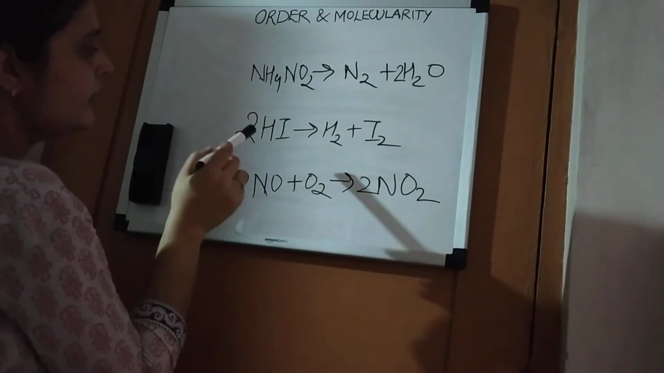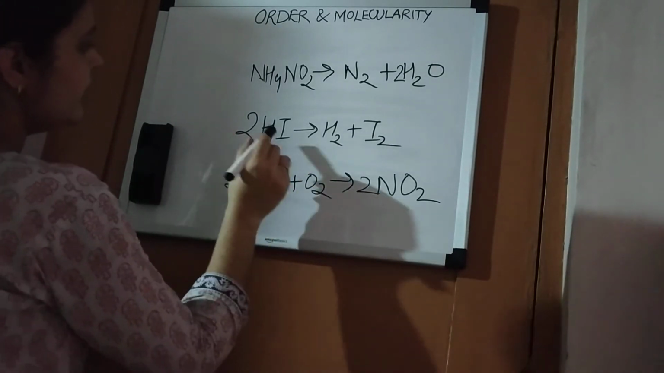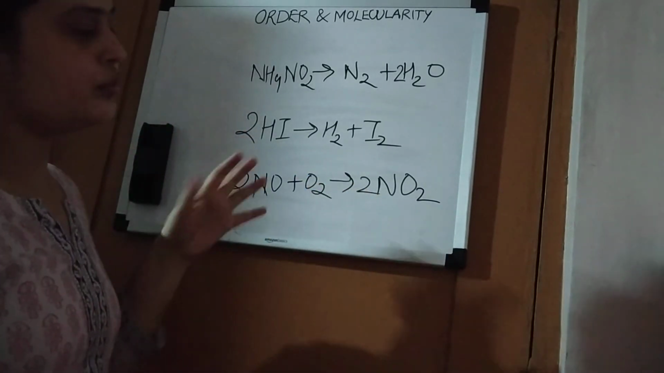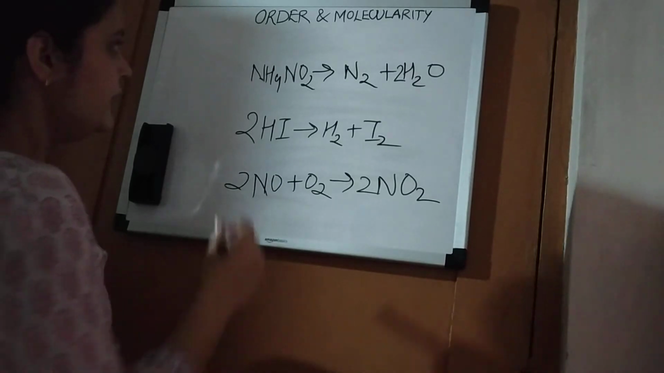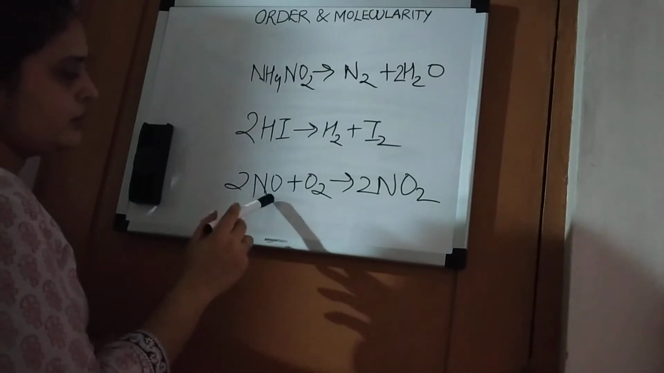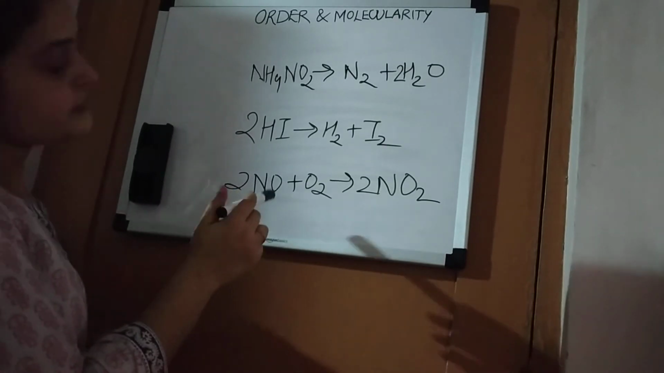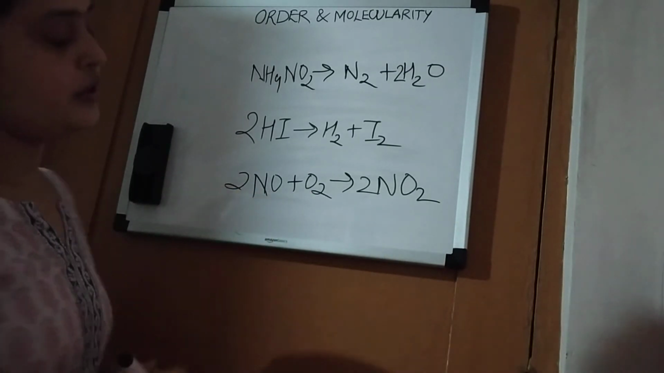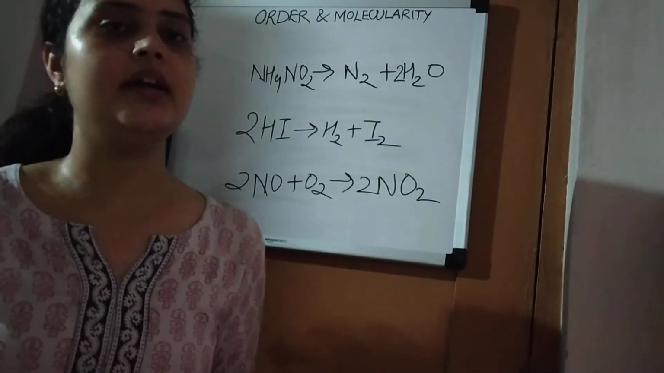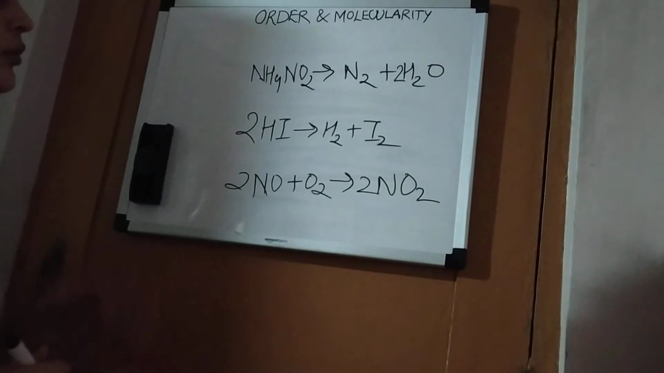Then second is bimolecular, when the molecularity of the reaction is 2, that is 2HI gives H2 plus I2, where the reactants are 2 molecules of HI colliding, right? Now the trimolecular, when the molecularity is 3. In this case 2NO plus O2 gives 2NO2. So 2 molecules of NO are colliding with 1 molecule of oxygen. So there are 3 molecules, so molecularity is 3 and the reaction is said to be trimolecular, right? So this was all about molecularity.